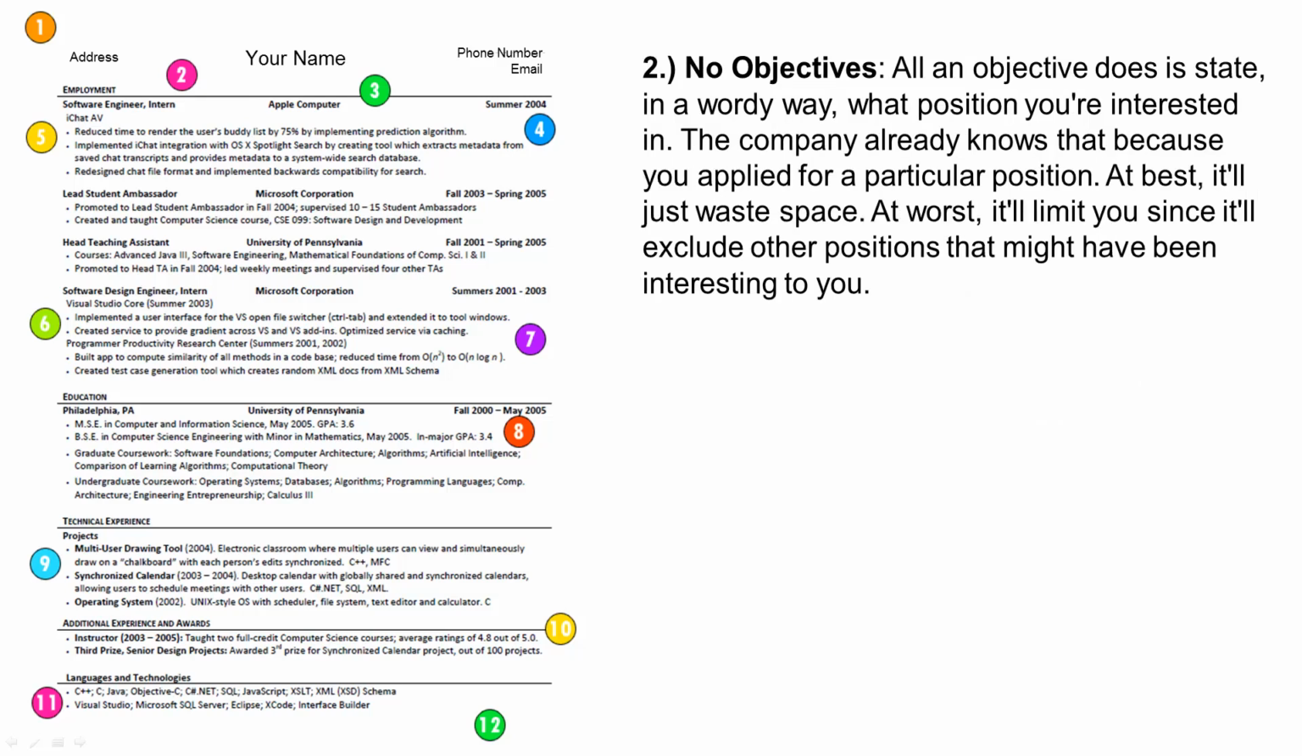The second point we want to make here is there's no objective statement. So all an objective does is state in a wordy way what position you're interested in. So the company already knows that because you applied for a particular position. So at best, it's just going to waste space. And at worst, it'll limit you since it'll exclude other positions that might have been interesting to you, that the company may have been considering you for. So again, my recommendation is to not put an objective statement on your resume.